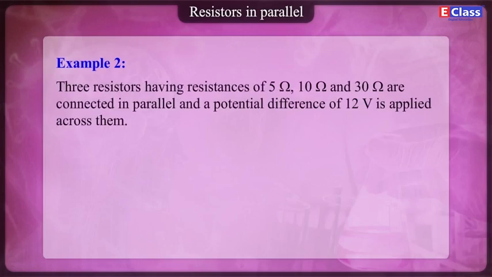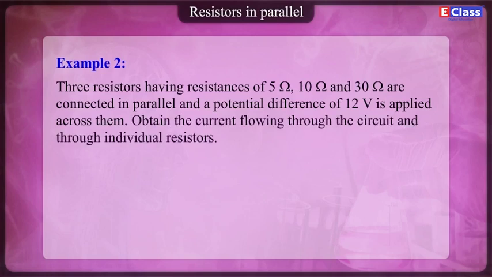Example 2. 3 resistors having resistances of 5 ohm, 10 ohm and 30 ohm are connected in parallel and a potential difference of 12 volt is applied across them. Obtain the current flowing through the circuit and through individual resistors. What is the effective resistance in the circuit?